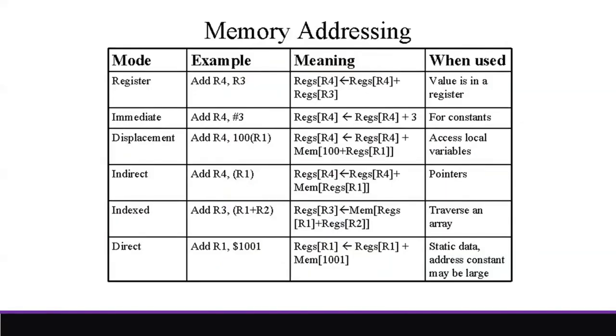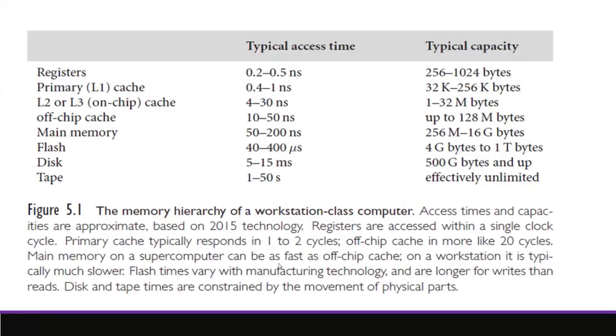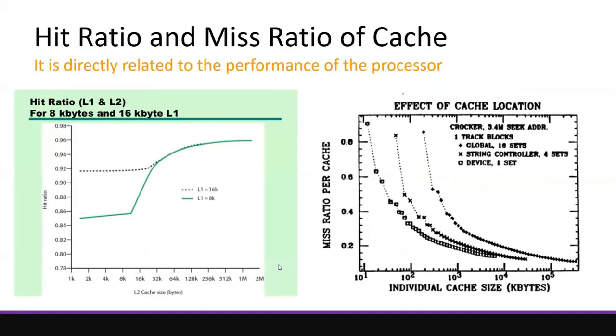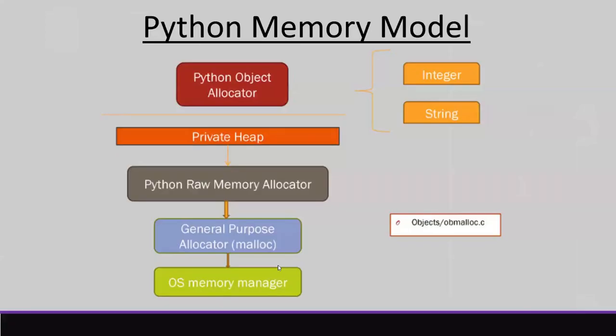So the memory model is related to the memory address method for the assemblies. Okay, these are fine. And then we talk about memory hierarchy, cache and heap ratios.